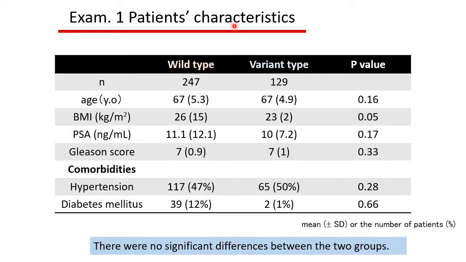Examination 1. Patient characteristics. There were 247 patients in the wild type and there were 129 patients in the variant type. There were no significant differences between the two groups.